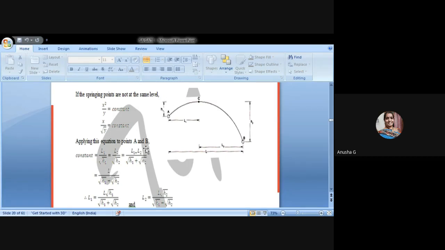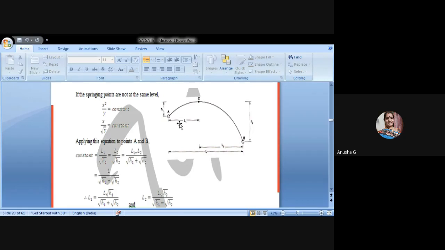Then we apply the equation at the points A and B. Our constant equation will be L1 by root h1 equals L2 by root h2. Otherwise, directly, we can take L1 and L2 as the total distance L, L equals L by square root of h1 minus h2. If we want separate distances L1 and L2, then L1 is the distance from A to E. Here the two columns, the two supports, are at unequal levels, not at the same level. For this type of condition, our formula will change. If the two supports are at the same level, our equation is the same.